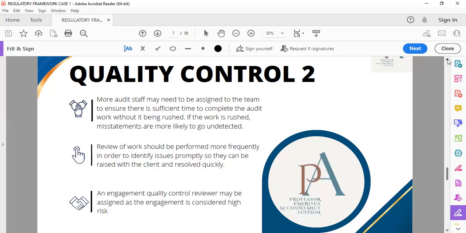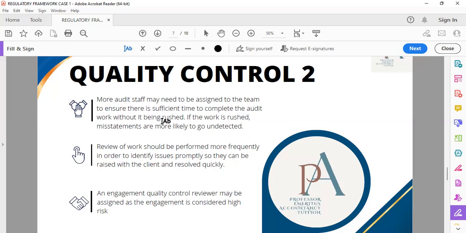Now, one of the things that we can do is either appoint an engagement quality reviewer from outside the team that are currently on the audit of Cinnamon, or get another quality reviewer from a different audit firm to carry out the review. So the review work should be performed more frequently to identify issues properly, so that they can be raised with the client and resolved quickly.